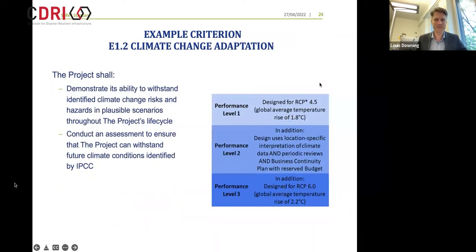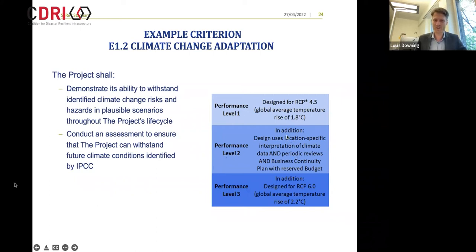Next one then, climate change adaptation. The project shall demonstrate its ability to withstand identified climate change risks and hazards in plausible scenarios throughout the project's life, and conduct an assessment that the project can withstand future climate change conditions identified by the IPCC. So this is a simplification of the actual criterion in the standard, but it's more or less saying performance level 1 is that the project's designed for RCP 4.5, meaning an average rise of about 1.8 degrees Celsius.